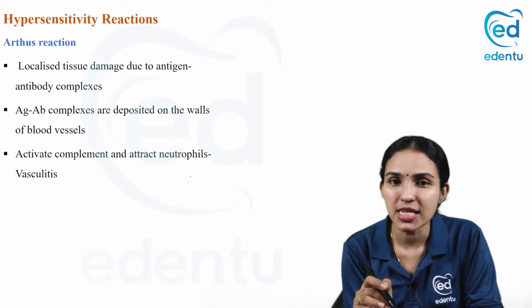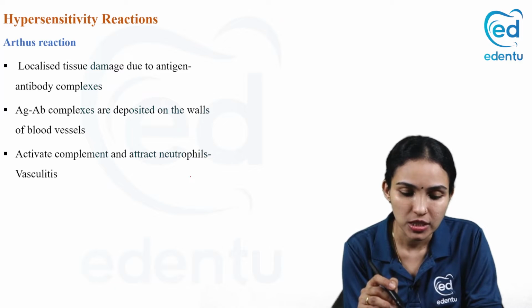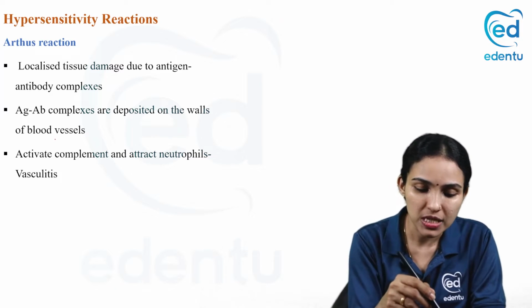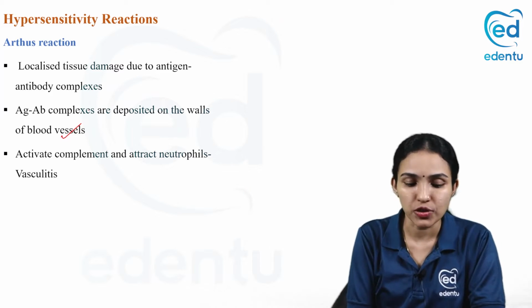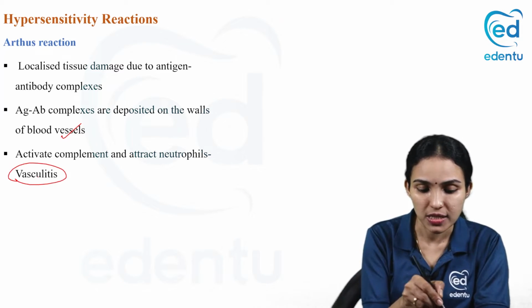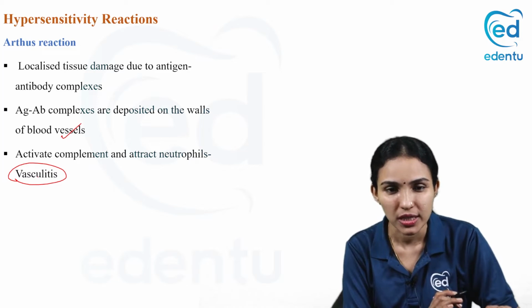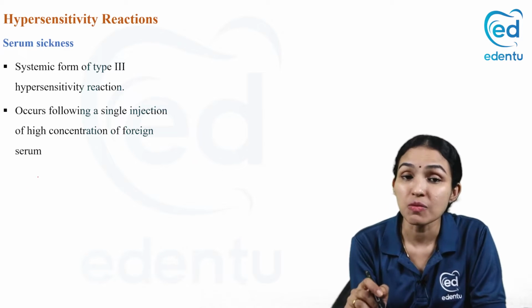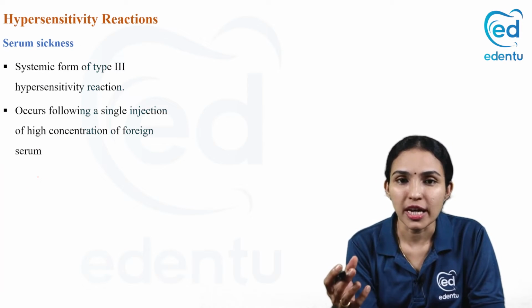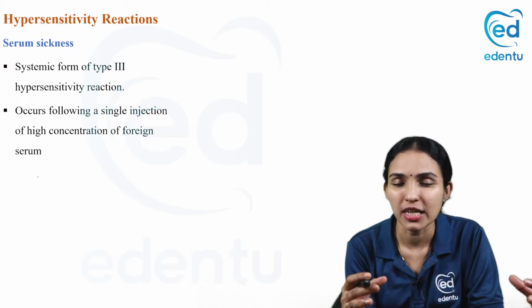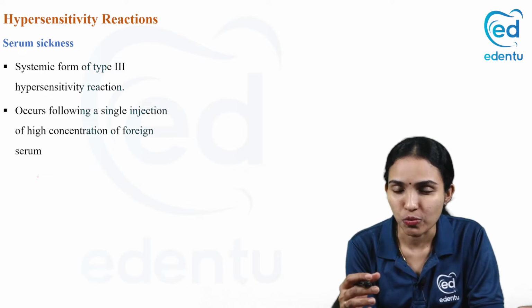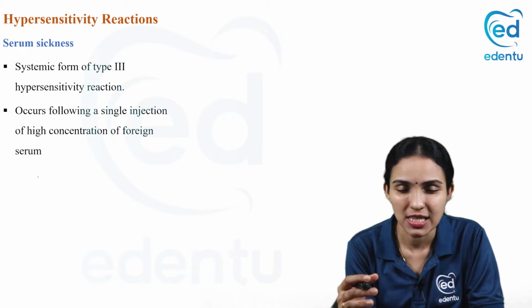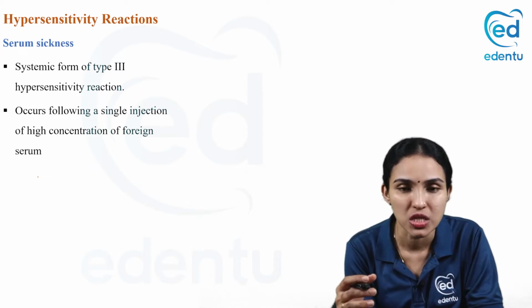So Arthus reaction is actually a localized form of type 3 reaction, and here the antigen antibody complexes get deposited on the walls of the blood vessels, activate complement and attract neutrophils, leading to vasculitis. So Arthus reaction is a kind of local vasculitis, whereas serum sickness is because of administration of serum derived from some other species, like equine horse serum, which is administered to humans. For example, in tetanus, we give anti-tetanus serum if it is horse derived.